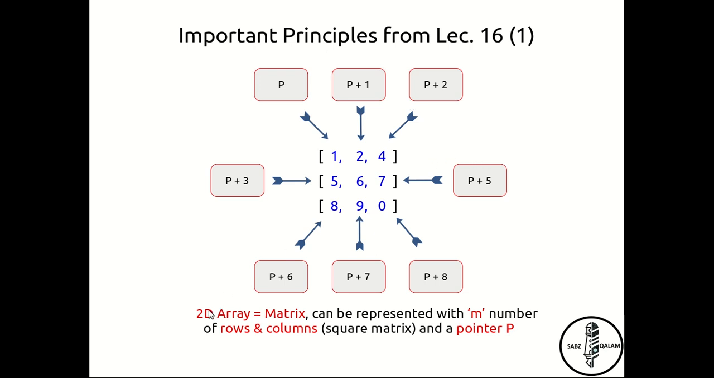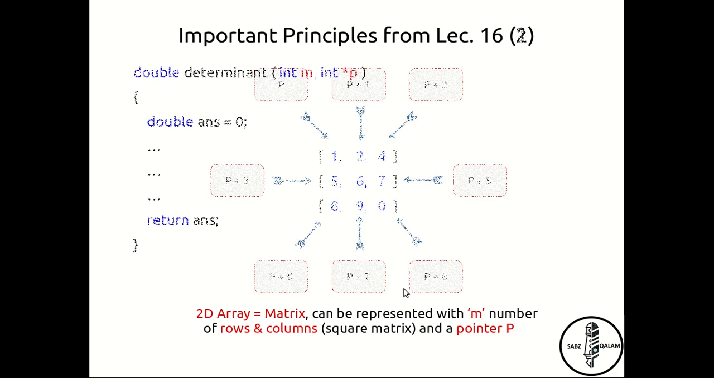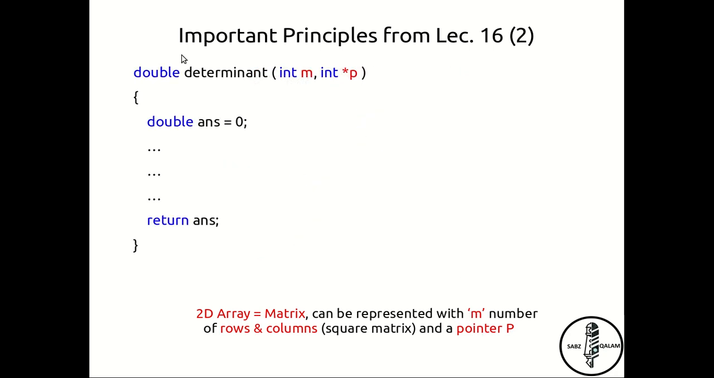Now, in some sense, we really need just m, which are the number of rows and columns, and a pointer p to refer to any m-dimensional matrix. So hence, with this m and p, we're going to start building our function. So our function is double. It returns an answer of the type double. The name of the function is determinant, and it requires just two arguments. The first is m, which tells us the dimension of the square matrix, and the other one is p, the pointer, which points to the first element of the matrix.